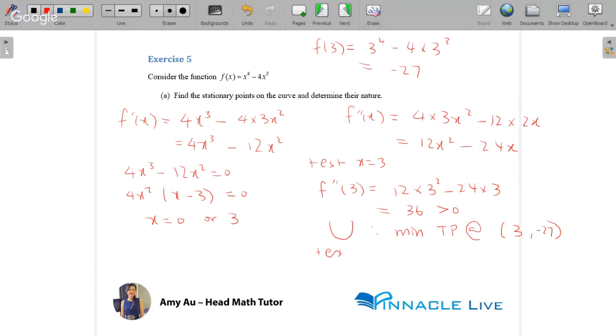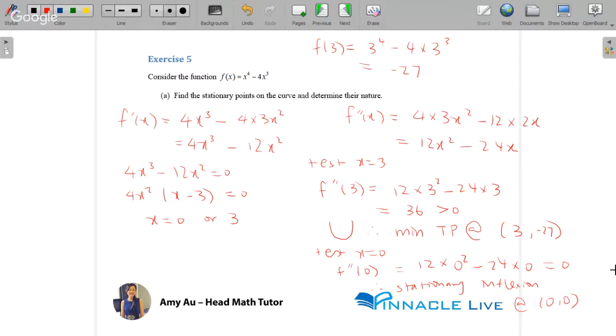Let's test the other point. Test 0. If you put 0 into the second derivative, you actually get 0. That means it's probably an inflection point. We can confirm it in the next step when we look at the second derivative table as well, but it pretty much has to be an inflection point. So we've got a stationary inflection at 0, 0. And that's it.